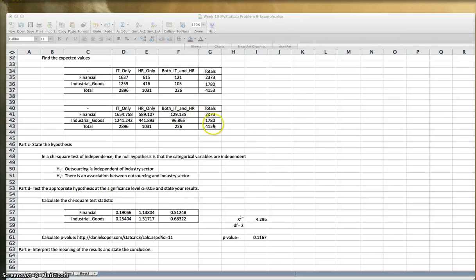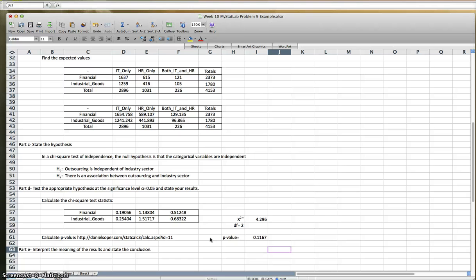Well, there you have it. Excel did a lot of work, took a little bit of time, but that's okay. We got through the problem there. We got all the information we needed. We can calculate chi-square here, letting Excel do that. We found our p-value using that Daniel Soper website that I like to use sometimes. It's a little bit different from other ways we can do that, but it gives you the values you need, the answers you need, and the conclusion you need. So there you have it, your MyStatLab Problem 9 example.